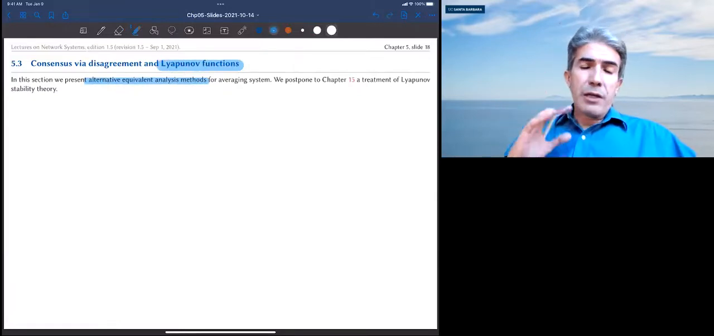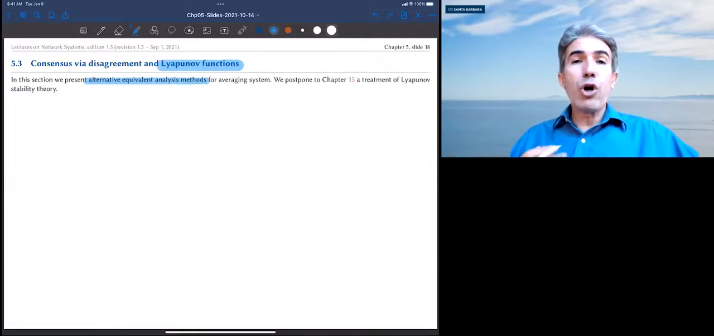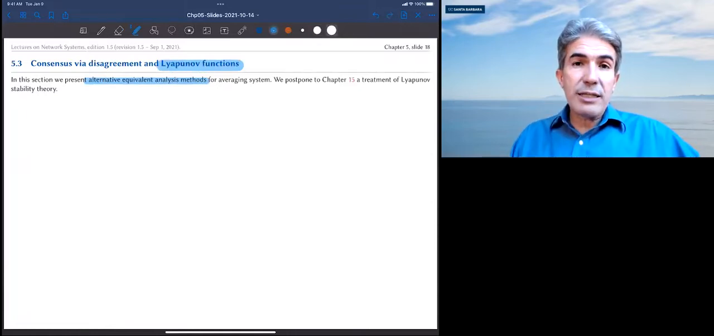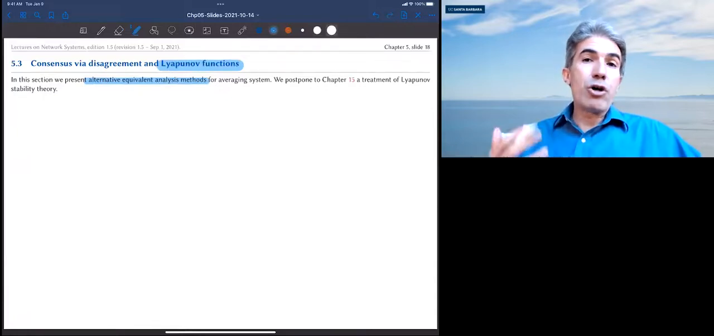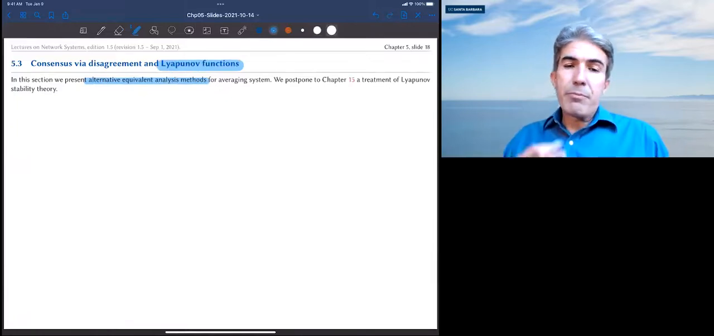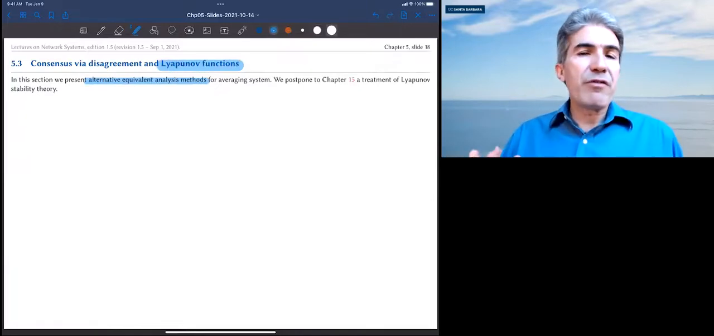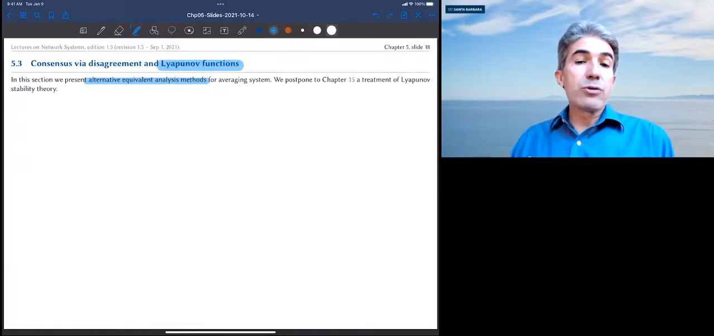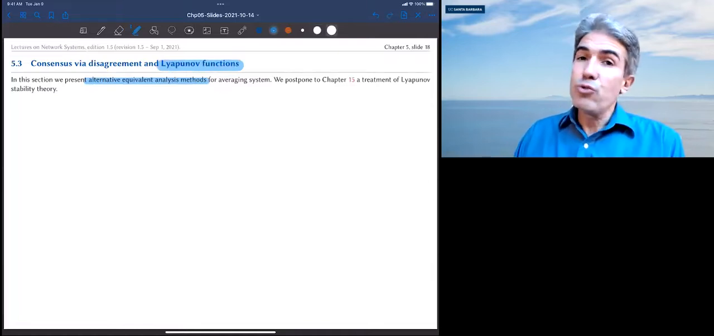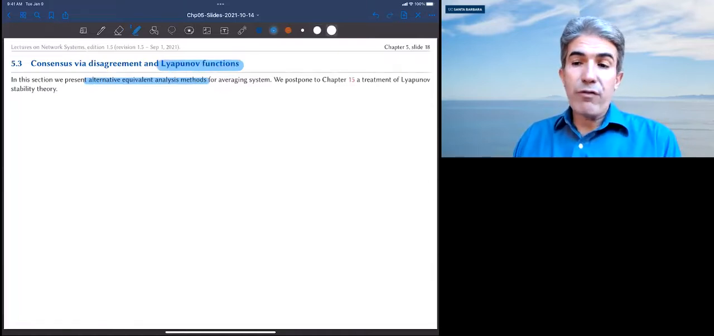So let me give you a little bit of intuition of how you would go about understanding this convergence to consensus result in a way that is generalizable and does not work only for linear time invariant systems. Because, of course, not all network systems are linear time invariant, right? So we are going to have to understand those as well. And if you had a chance to take a course on stability theory for nonlinear systems, you know that this methodology of Lyapunov function is very general and very powerful.